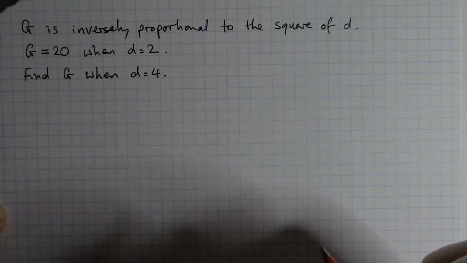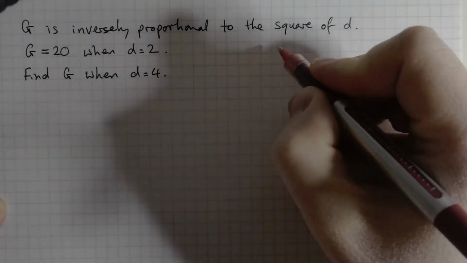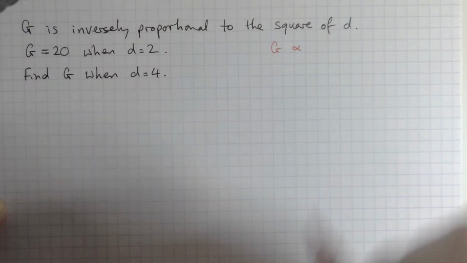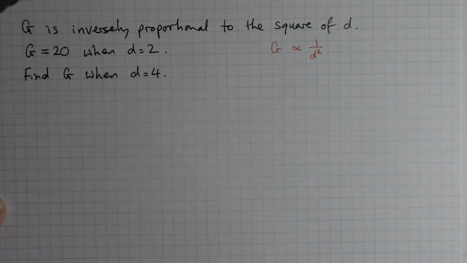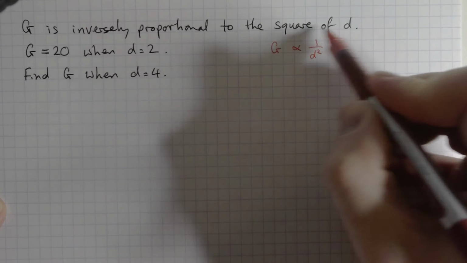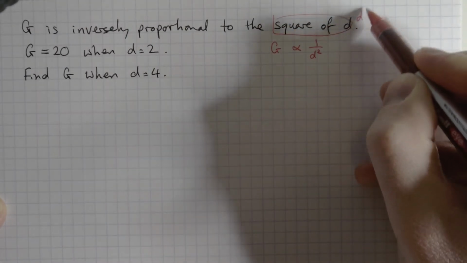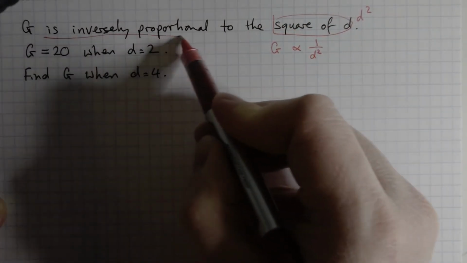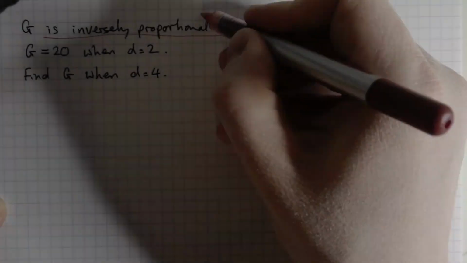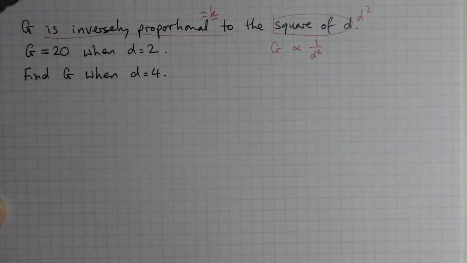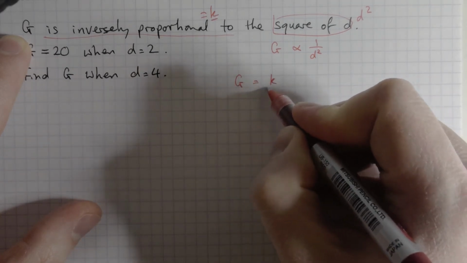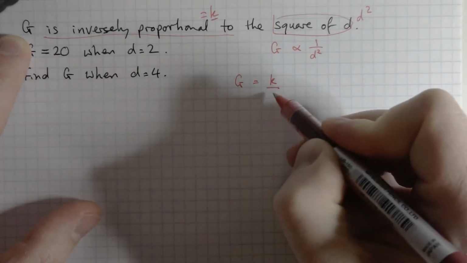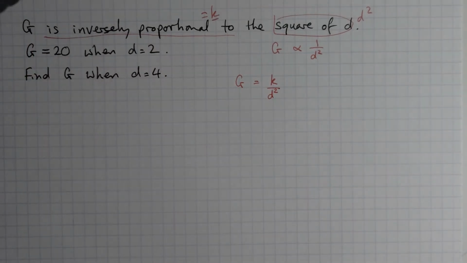So G is inversely proportional to the square of D. I'm not going to worry too much about that. So square of D can be written as D squared, can't it? And is inversely proportional to is written as equals K divided by. So let's do that. G equals K divided by the square of D, D squared.